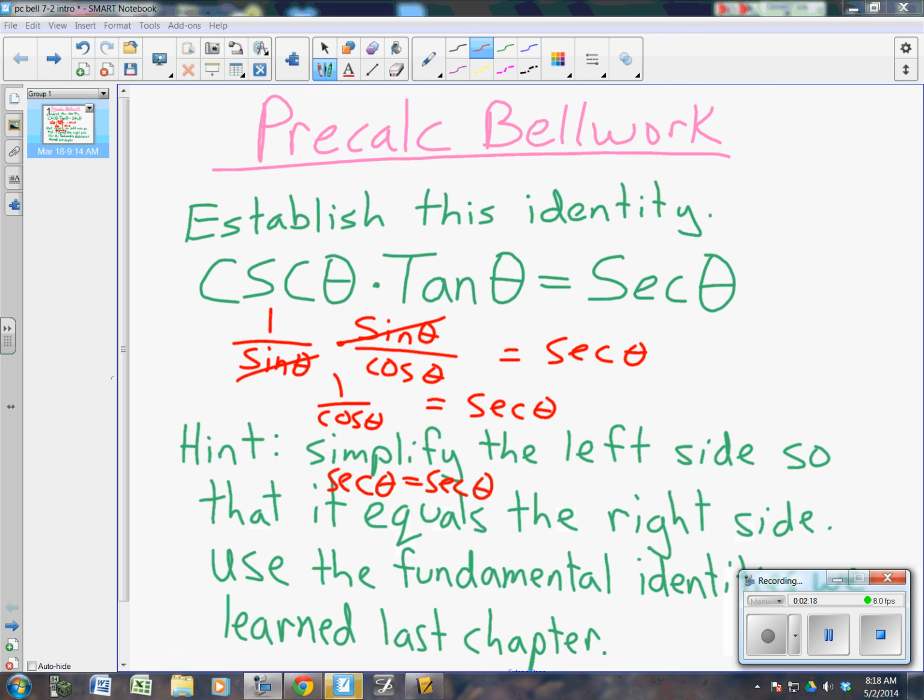Well, technically, you should do this step right here, because what you're doing is taking the left side down until it becomes the same thing as the right side. So all we did is simplify the left side until it became the secant of theta. That's all we're doing. Okay?